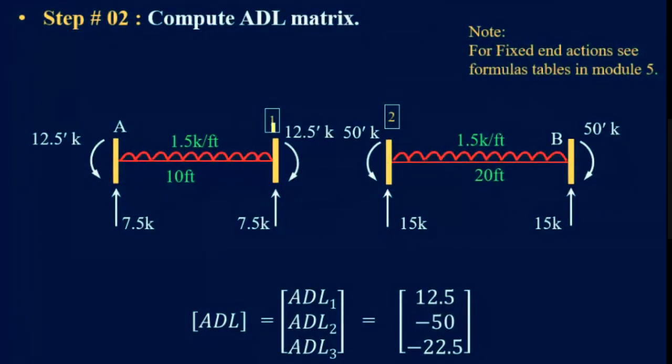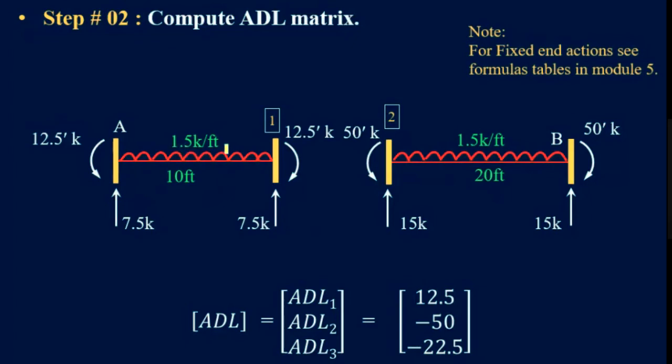Now the ADL matrix, exactly the same. What is the ADL matrix? It is coming from the fixed end actions corresponding to our specified displacements of D1, D2, and D3. And these fixed end actions are coming from the external load when applied on our restrained structure. This is our restrained structure.